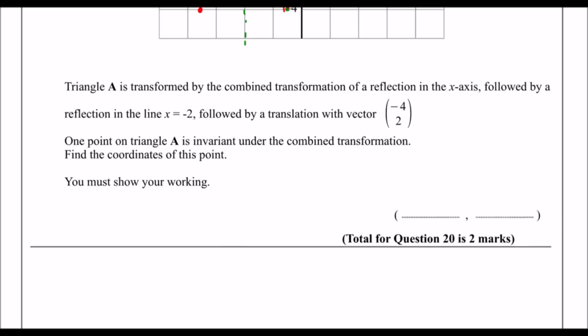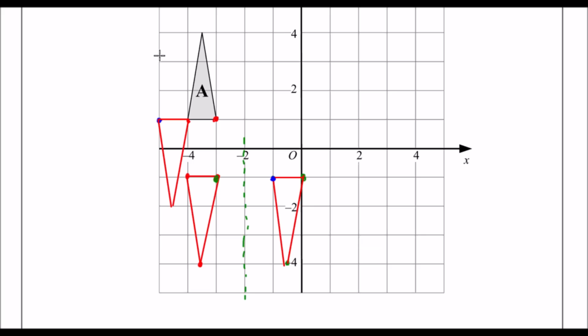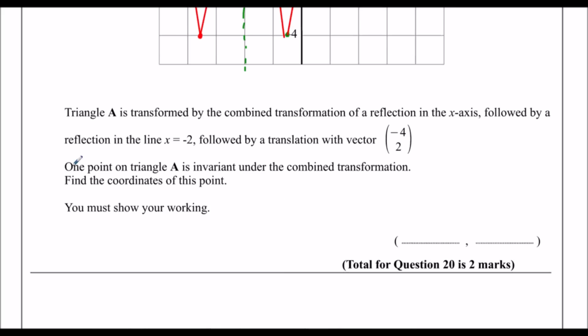One point on triangle A is invariant under the combined transformation. Find the coordinates of this point. So the invariant point hasn't changed. It's still in the same place it was to start with. So that is this point here. So it was reflected over to become this point, then reflected again to become this point, and then it moved 1, 2, 3, 4 to the left, and 2 up, and it went back to where it started. So that's -4, 1. So that point, -4, 1, is invariant. It's still in the same place it started.